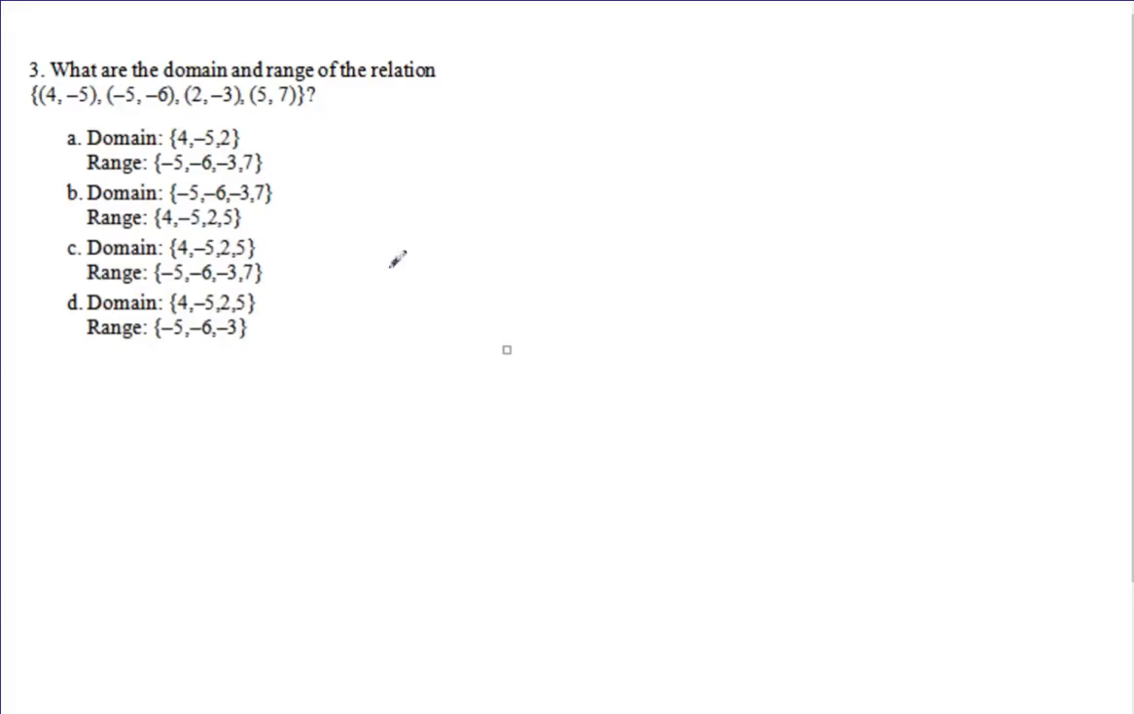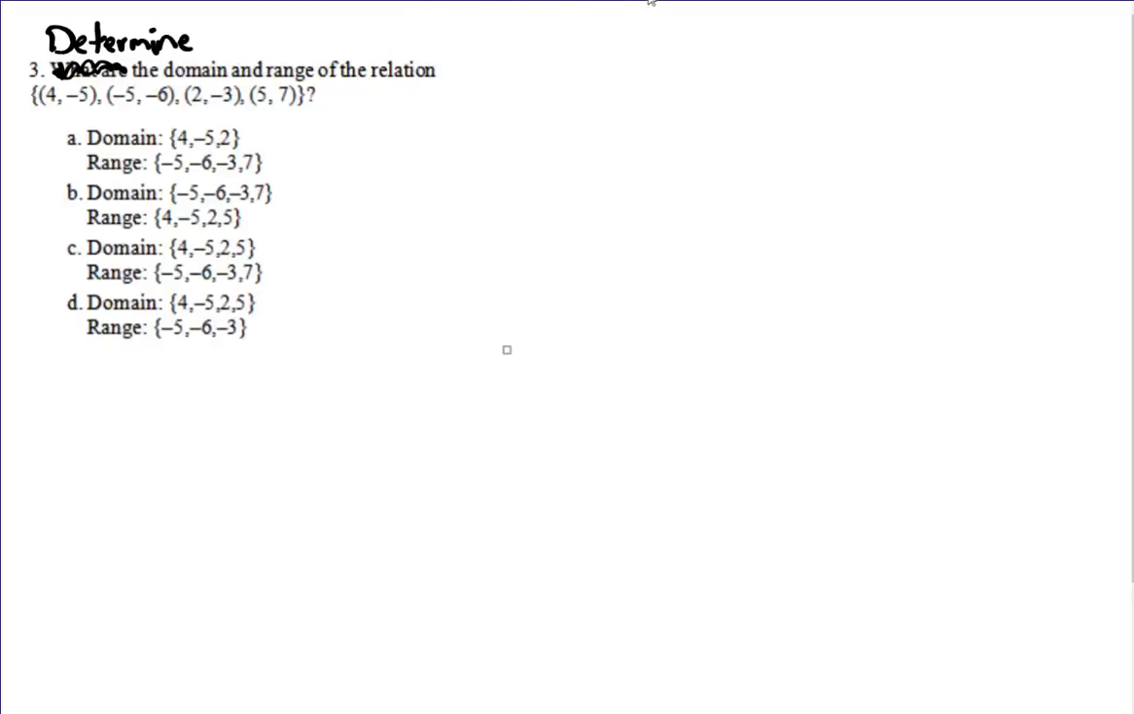Number 3. What are the domain and range of the relation? This grammatically is correct to say, what are the domain and range, but it sounds terrible when you read it out loud. So normally, you just say determine. Determine the domain and range of the relation. Then it doesn't sound like bad English.